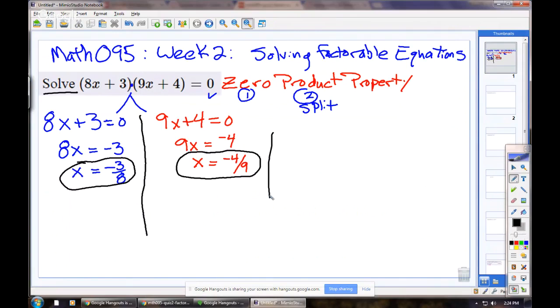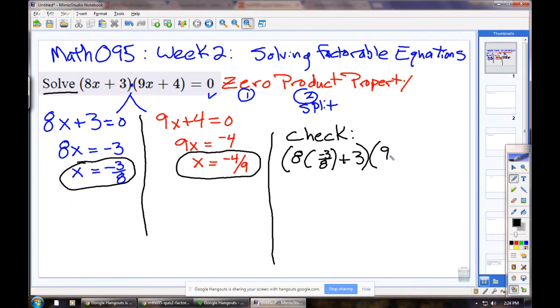Next thing I want to do is check. And the only way to check is to plug into the original when you have an equation like this. Anytime you're solving an equation, you plug back in. So I need to plug x equals negative 3/8 back in. So that's going to give me 8 times negative 3/8. And always put it in parentheses when you substitute in. Plus 3 times 9 times negative 3/8 plus 4. And I think, question mark, this is equal to 0.